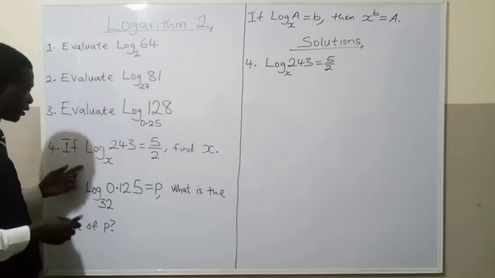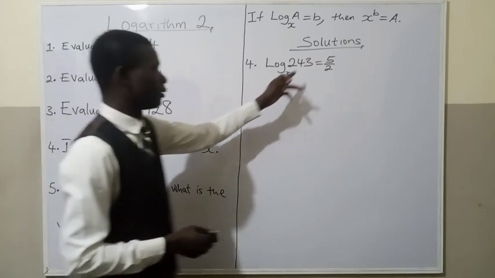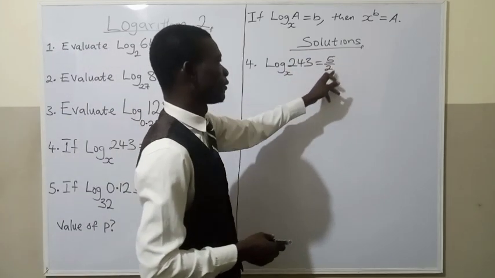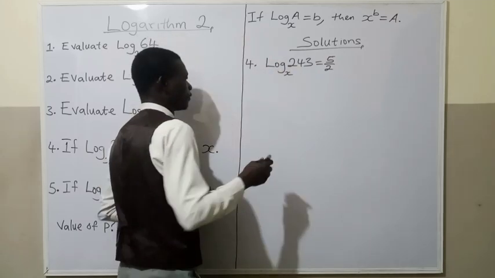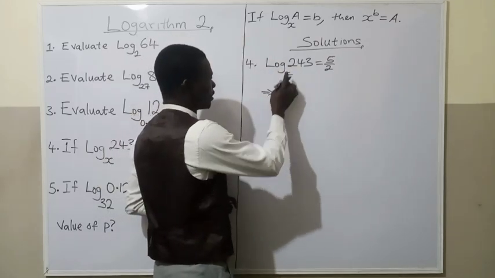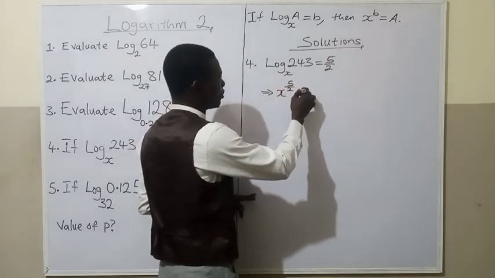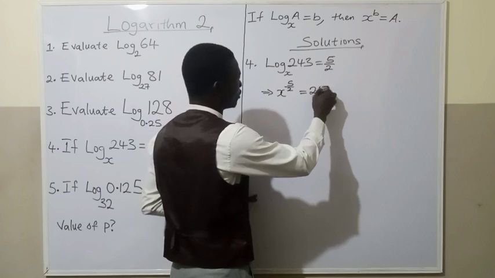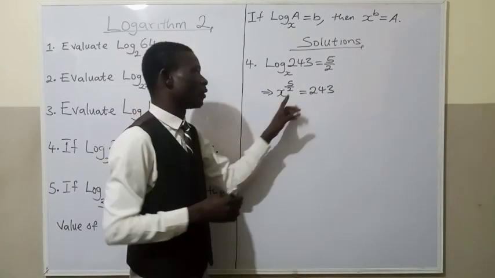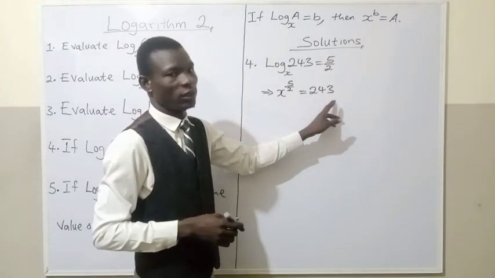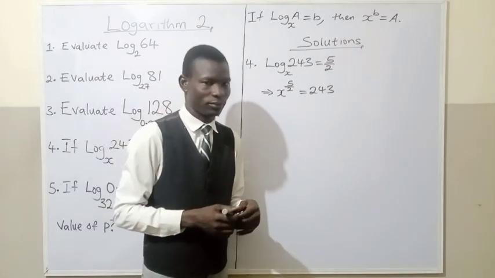So question 4 says if log 243 to base x equals 5 over 2, find x. Log 243 to base x equals 5 over 2. So we are looking for the value of x, and still on the definition of logarithm. So what are we going to have? It means that x to power 5 over 2 must be equal to 243. So if x is raised to power 5 over 2, it must be equal to 243. So what do we do in this situation?